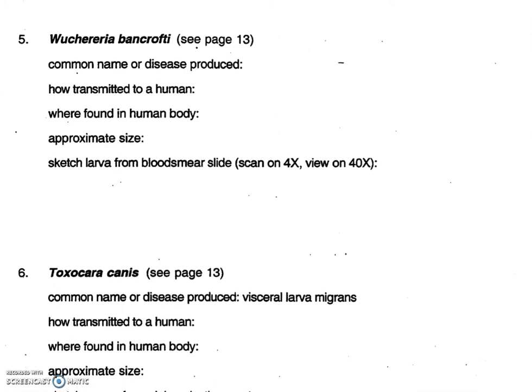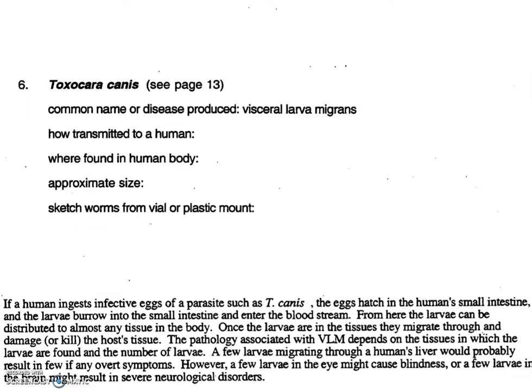Then here is Wuchereria bancrofti. This one causes lymphatic filariasis, usually has a mosquito vector. And then the last one here, Toxocara canis. That one is a worm that infects dogs mostly. You should just look up and see if you can find an image on the internet.